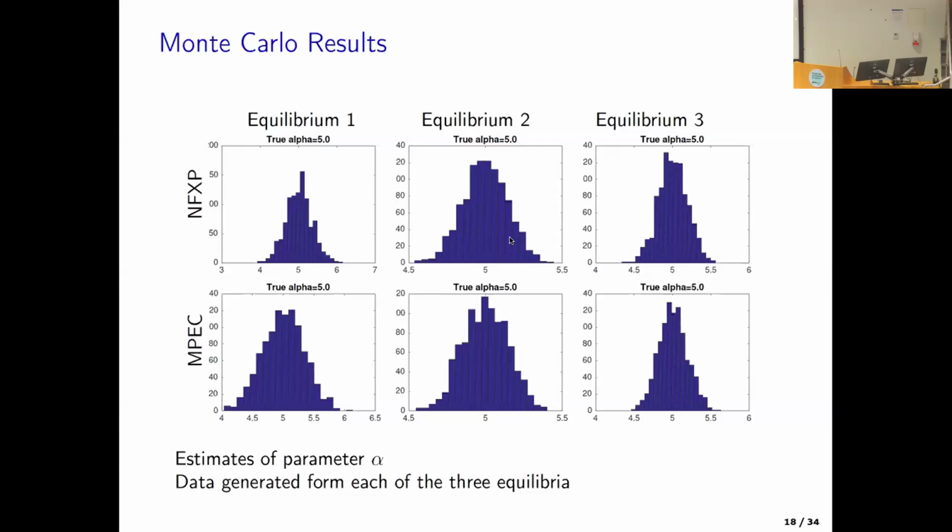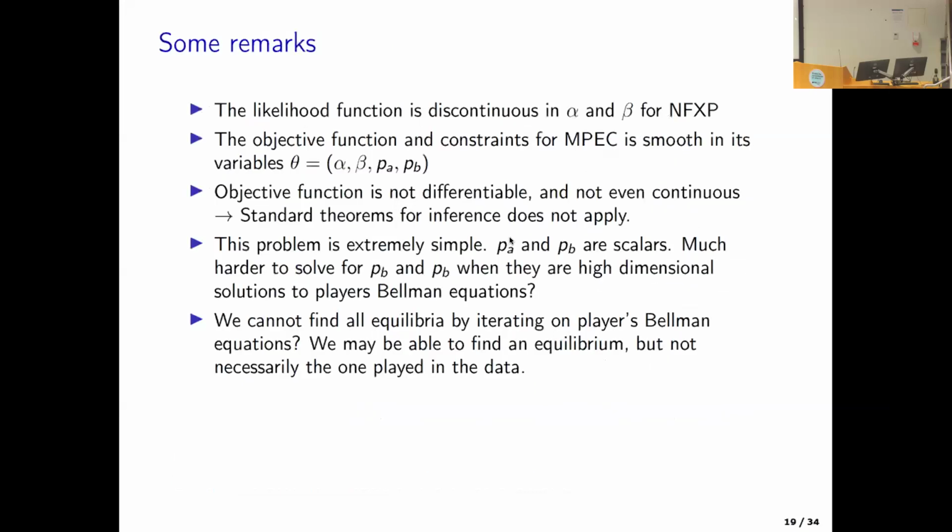You could do both MPEC and NFXP. This is for MPEC and this is for NFXP. They're supposed to be very similar. Data generated here from equilibrium number 1, and also from equilibrium numbers 2 and 3, looks like they were the difficult ones. We can still do it. I'm not saying that it's easy to find that max, but it's also a very simple case.